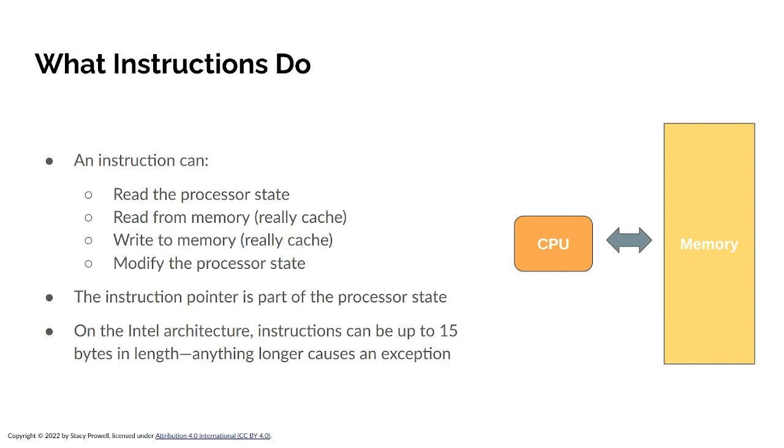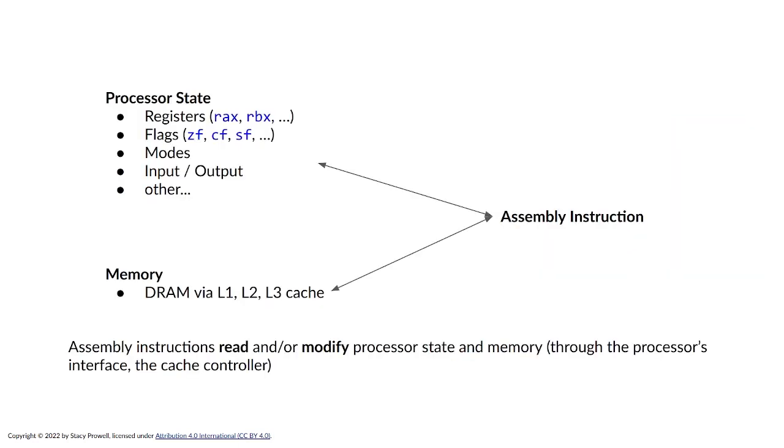I can write to memory. I can again talk to the cache controller. And I can modify the processor state. I can change the operating mode of the processor, or I can write to registers. And here's just another example of what I just talked to you about. Processor state and memory are the things that you get to manipulate with assembly instructions. Now, assembly has input-output instructions, so we can think of it as manipulating input-output. We can also just treat that as part of the processor state.